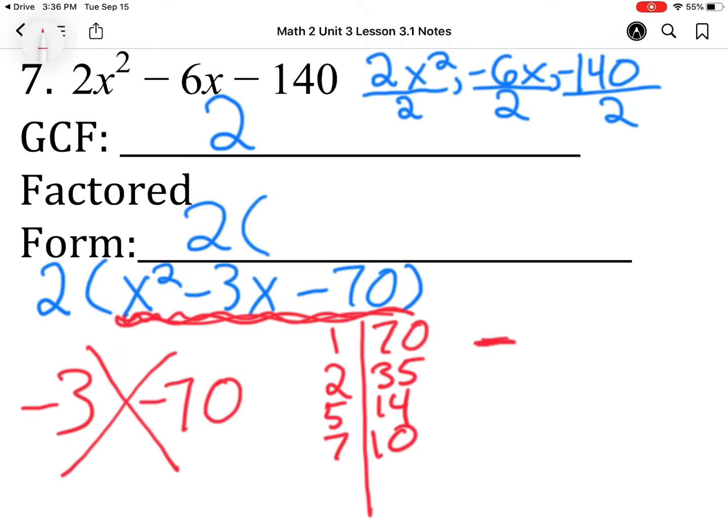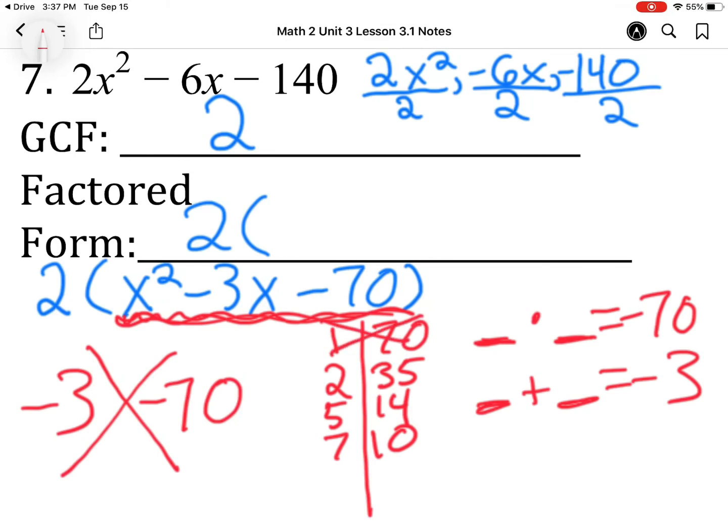So we want a number times a number to give us negative 70. Those same numbers have to add to give us negative 3. Well, 1 and 70, adding them together or subtracting them or making them negative isn't going to work. 2 and 35, adding them or subtracting them, making one or both of them negative, isn't going to give us 3. 5 and 14, nope. 7 and 10, yes. 7 and 10.